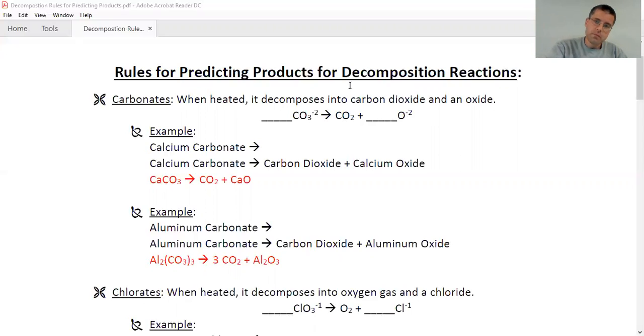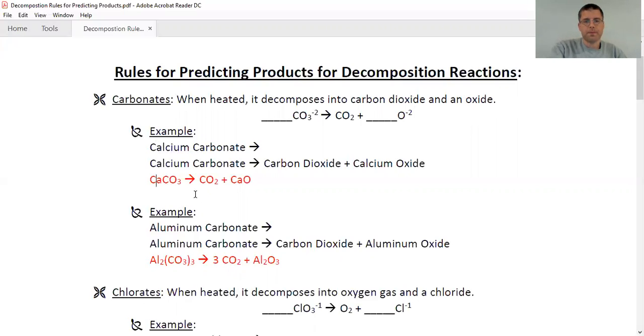Okay. So what can we decompose? And I like to look at these examples first. So let's see. Carbonates, when heated, decompose into carbon dioxide and an oxide. Okay. There's one thing to memorize. Well, let me tell you this. You're going to get something like calcium carbonate, and you know what the formula is right here.